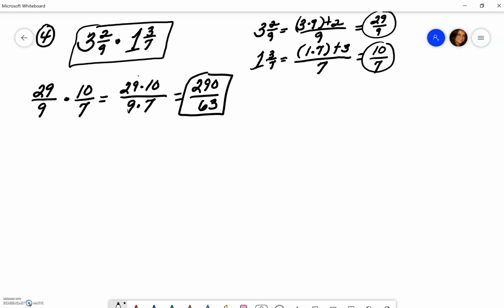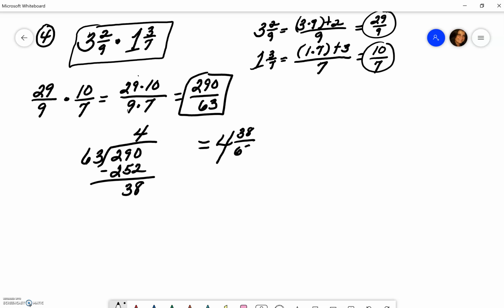Now that is an answer, but it's an improper fraction. So we need to go ahead and convert it because they're going to ask for a mixed number as a final answer. So I'll go ahead and write 290 divided by 63. I'll enter that in a calculator. I'll get a whole number of 4. So 63 times 4 will give me 252. I subtract those out and end up with a remainder of 38. So my answer to this would be 4 and 38 over 63. And that's converting it. And that's your final answer for number 4.